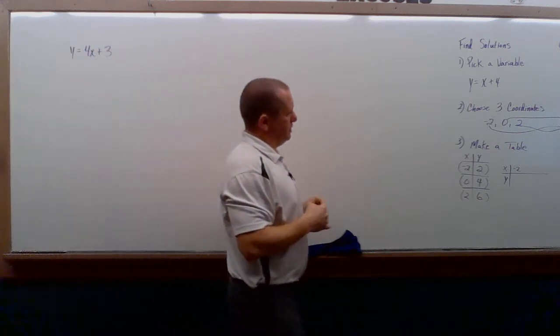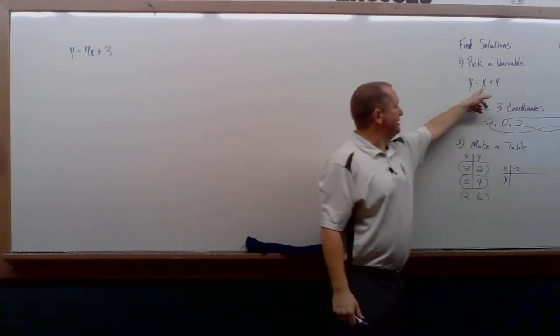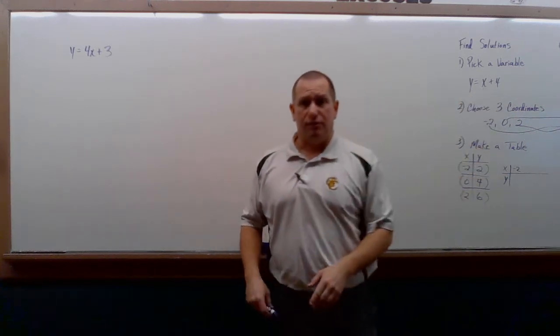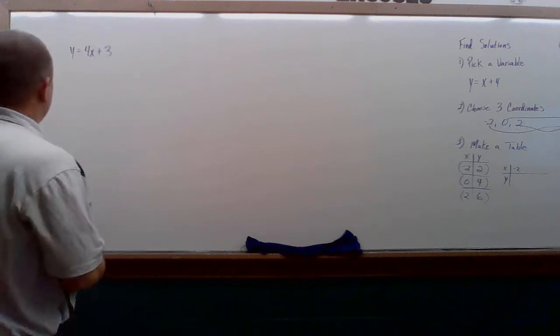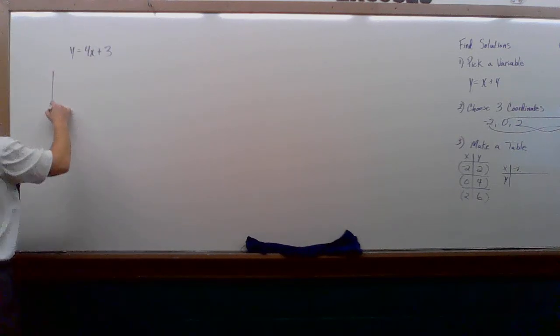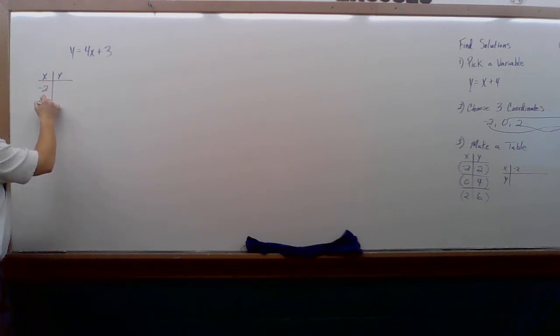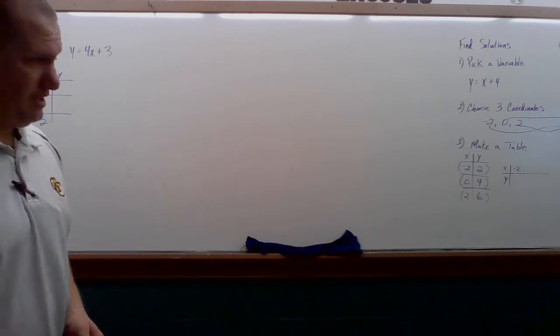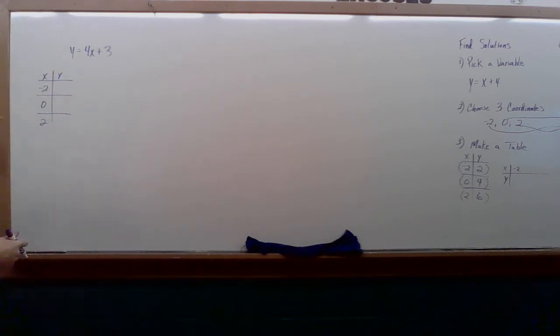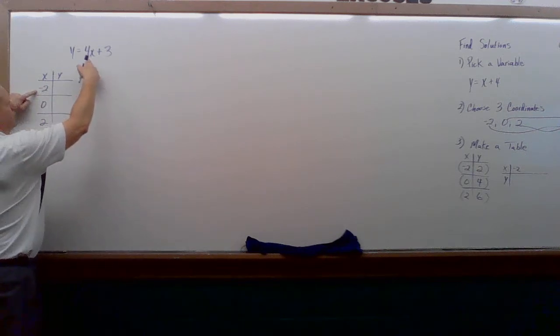It changes a little bit because there's a number now in front of the x, unlike in our first example. So now we have a coefficient. But again, I'm going to make my table, and I'm going to choose -2, 0, and 2 again. If you want to do something else, no big deal. And I'm going to take each one of them and put them in there now.